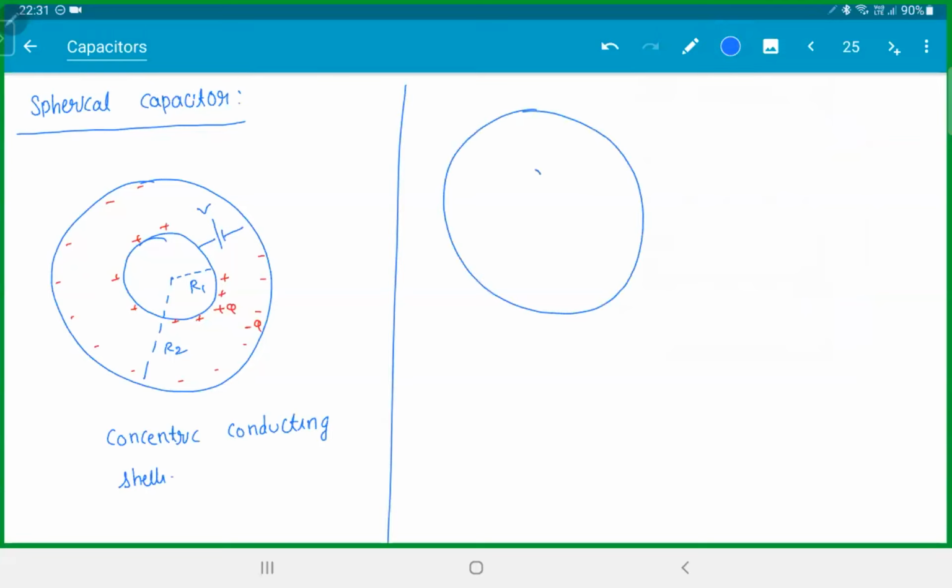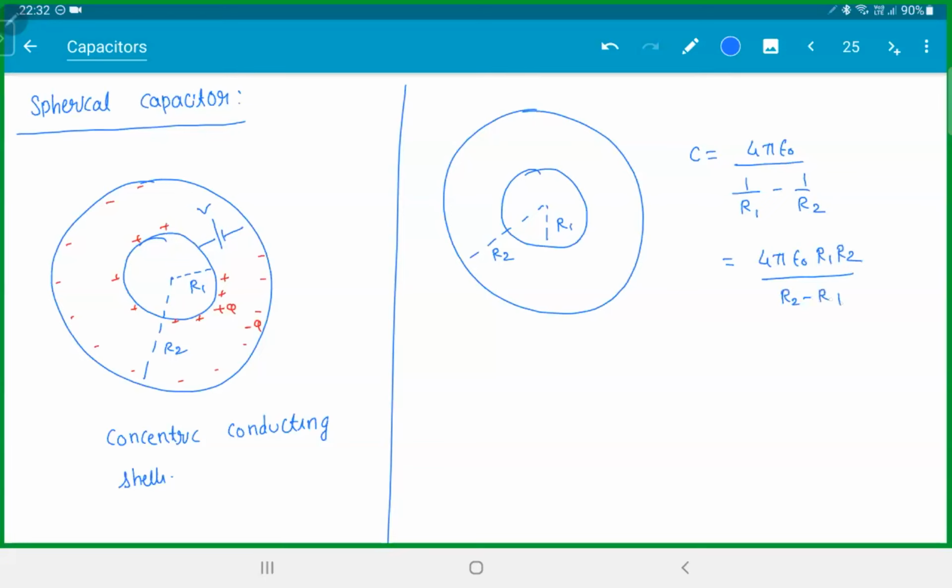Now tell me one thing, when you keep saying capacitor, capacitor, exactly where is this capacitor? In this scenario, when you take R1, R2, the capacitance formula is given by 4 pi epsilon, 1 by R1 minus 1 by R2, which is nothing but 4 pi epsilon R1 R2 by R2 minus R1. You need to mug up this. Direct question will come in the exam.